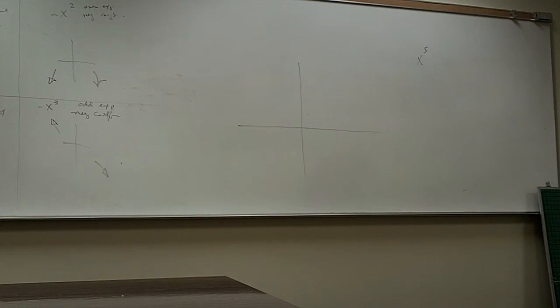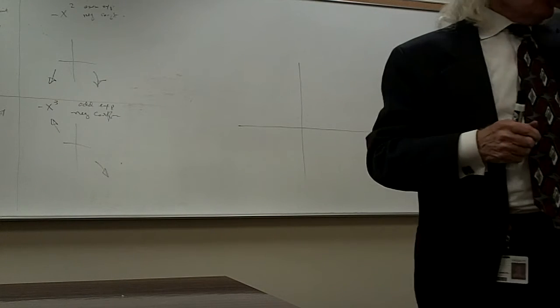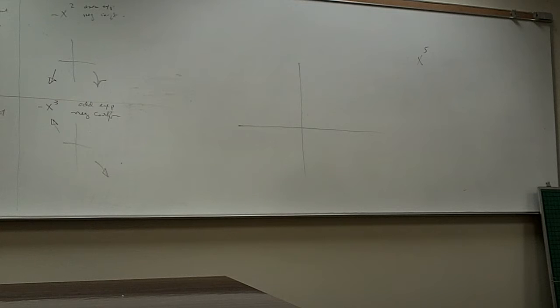We also know that the problem is not going to turn any more than 4 times. It can. I didn't say it was going to turn 4 times. I said it cannot turn any more than 4 times. Okay? We also know that its endpoint behavior is down on the left, up on the right. Clear enough?